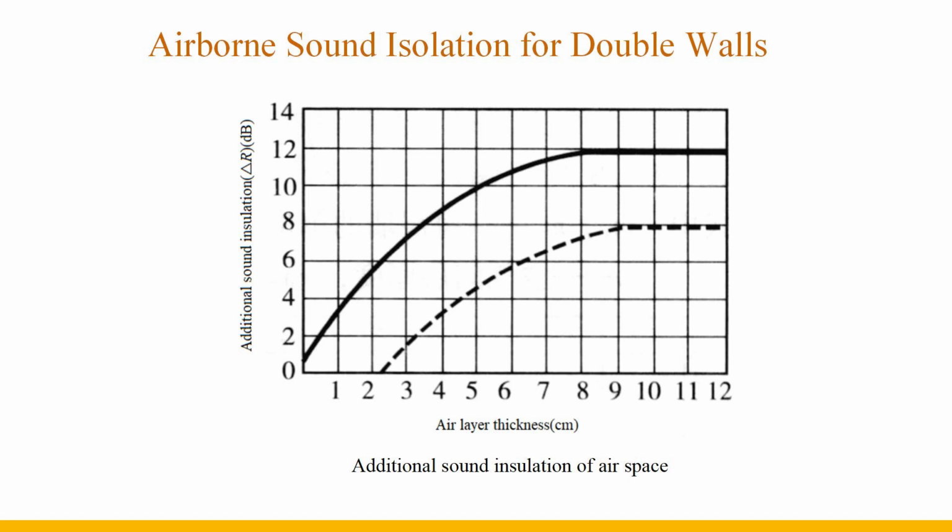The dotted line represents the additional sound insulation when there is a raised connection between the walls on both sides. That is a sound bridge. Compared with the solid line, the maximum additional sound insulation is reduced by 4 dB.